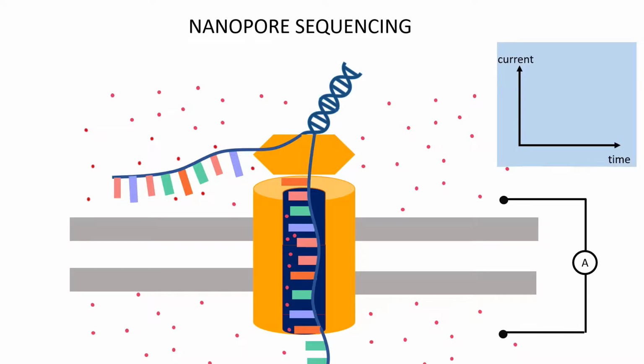Each base reduces the flow of ions to a different degree. Thus, based on the change in current, corresponding DNA base is identified.